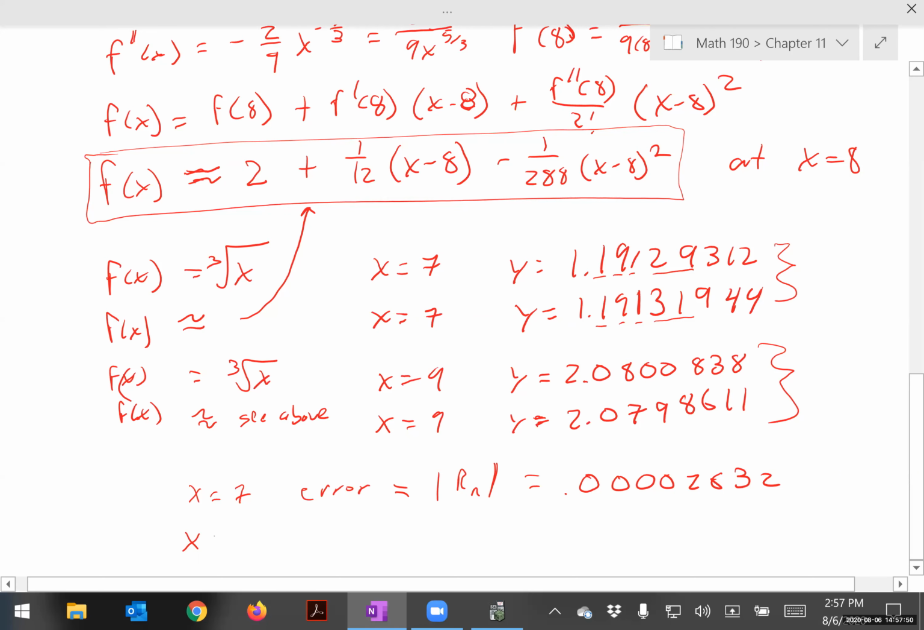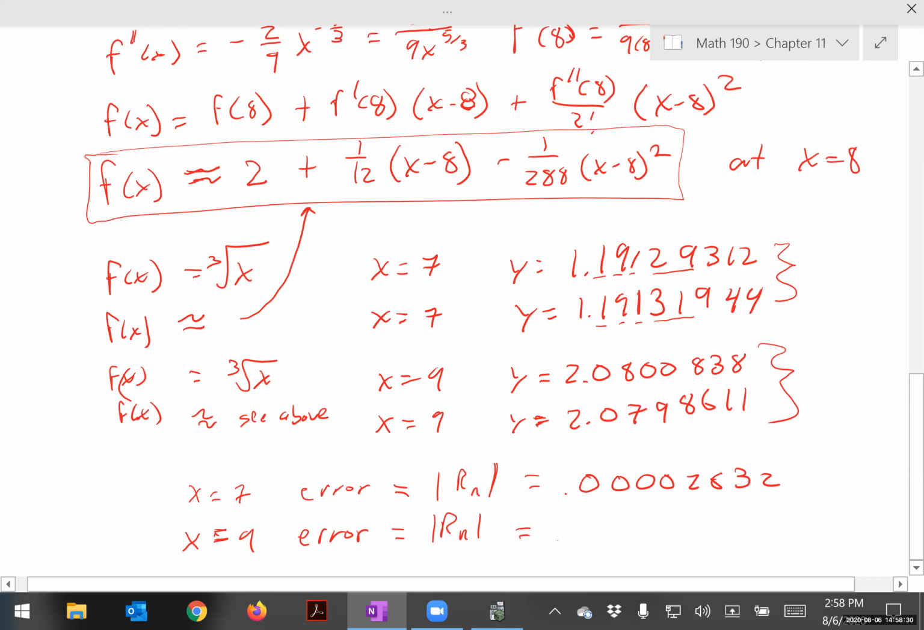So what's the error when x equals 9? Because we want to go with the bigger error. We want to say, which one's bigger here? So the error in this case, when x is equal to 9, let's subtract these two. That's going to be 2.0800838 minus 2.0798611.